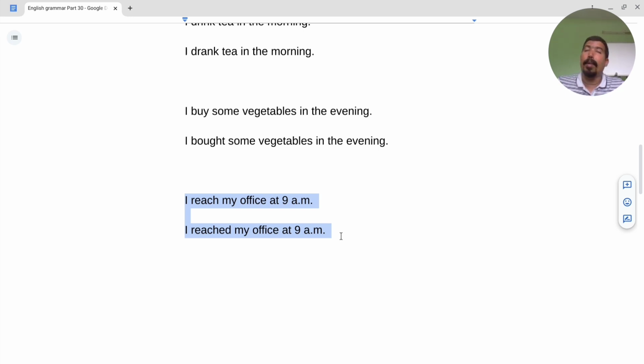Second one. When did you reach your office today? I reached my office at 9 a.m. Your friend asked you, when did you reach there? I reached my office. Reach, the past form is reached. It is a completed action.